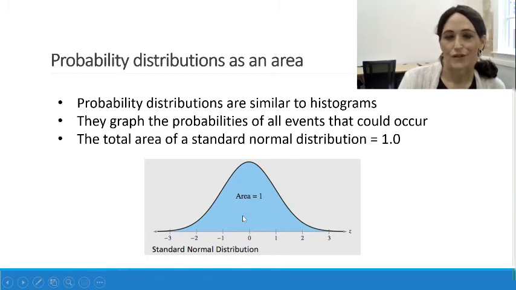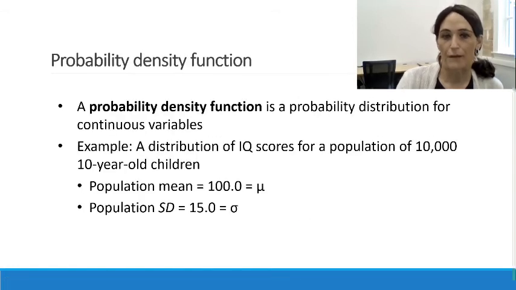So depending on the type of measure that we're collecting, we can use these probability distributions to make inferences or to determine the probability of a specific event occurring. A probability density function is a probability distribution for continuous variables. So that's what we would use for continuous variables. There are other probability distributions even for nominal variables, for dichotomous variables. And so when we talk about an interval or continuous variable, we're going to talk about a density function.